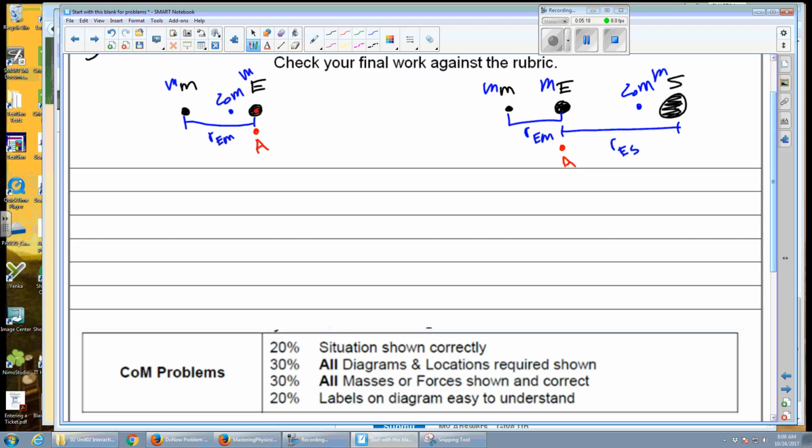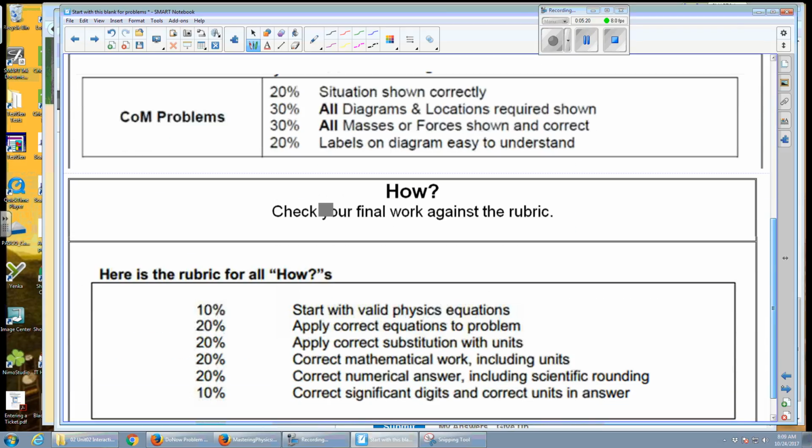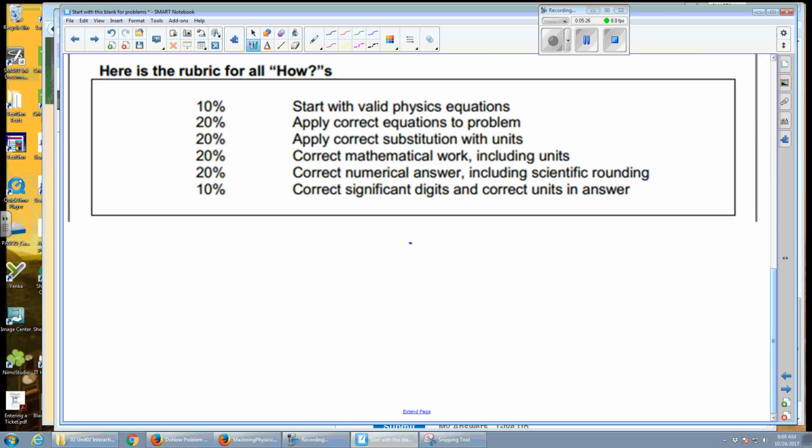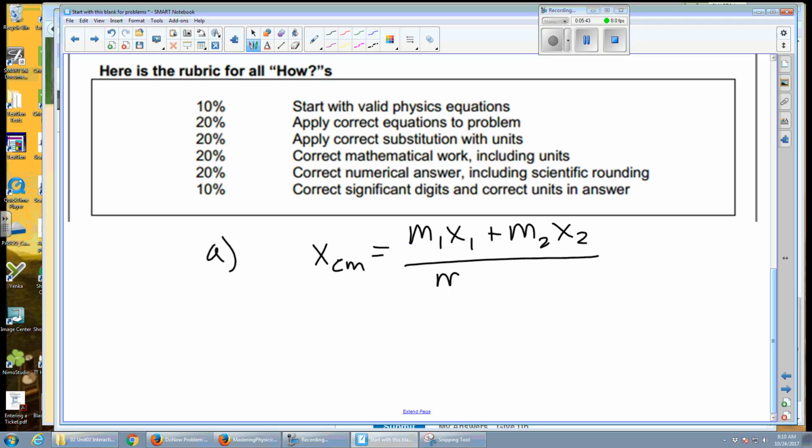All right, well, let's do it. So now we're down to the how. Give ourselves a little extra space. And we need to start with our valid equation. This is part A. And that would be XCM. There's only two masses, so you have mass 1, x1, plus mass 2, x2, over mass 1 plus mass 2. Right? That's right from our equation sheet. I think I'll call mass 1 the Earth and mass 2 the Moon.